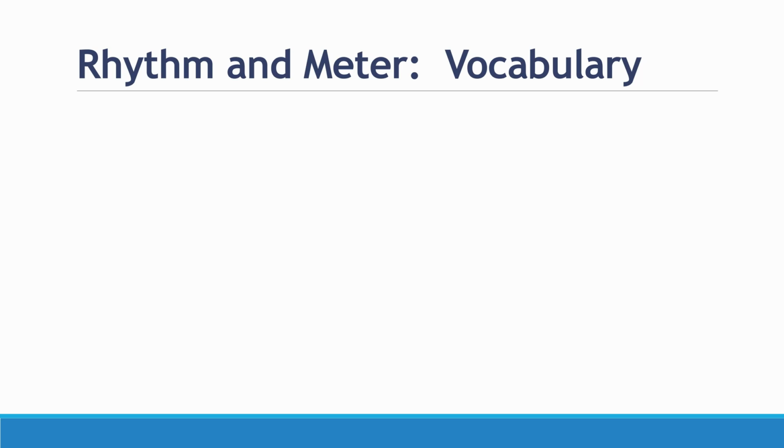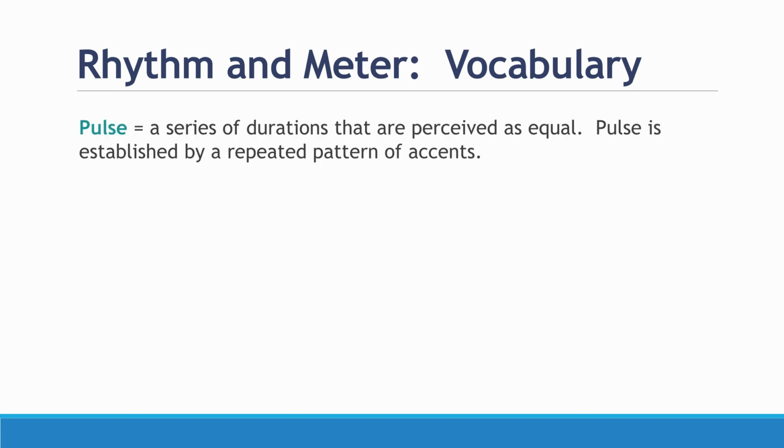Let's start with some vocabulary around rhythm and meter, some terms that we use intuitively but that we don't necessarily have an exact definition pinned down for. Pulse is a series of durations that are perceived as equal. Pulse is established by a repeated pattern of accents. So pulse is basically what you hear as that regular beat. And we hear that as a regular beat because there's some sort of accentuation happening.